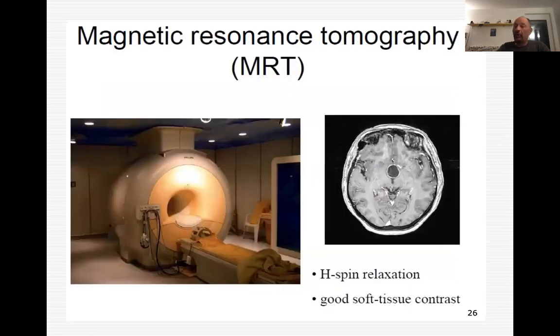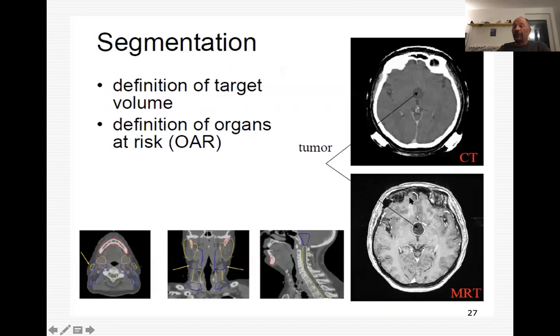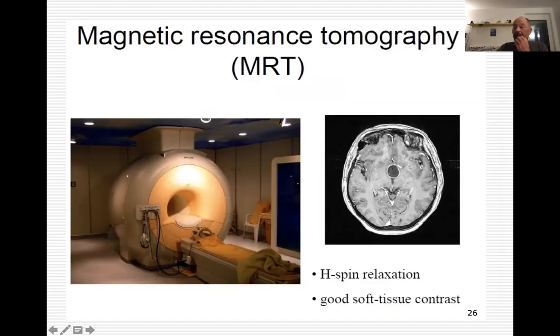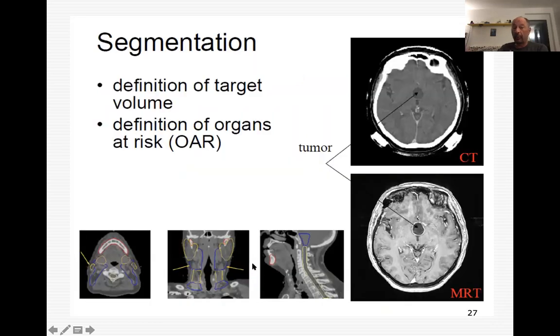These days also MRT, magnetic resonance tomography, is very much used, especially for soft tissue tumors. You see, this is a brain tumor visualized in MRT. You can see it much better in MRT than in normal CT, even though very often you use both. This is a comparison of a brain tumor you see in CT and in MRT.